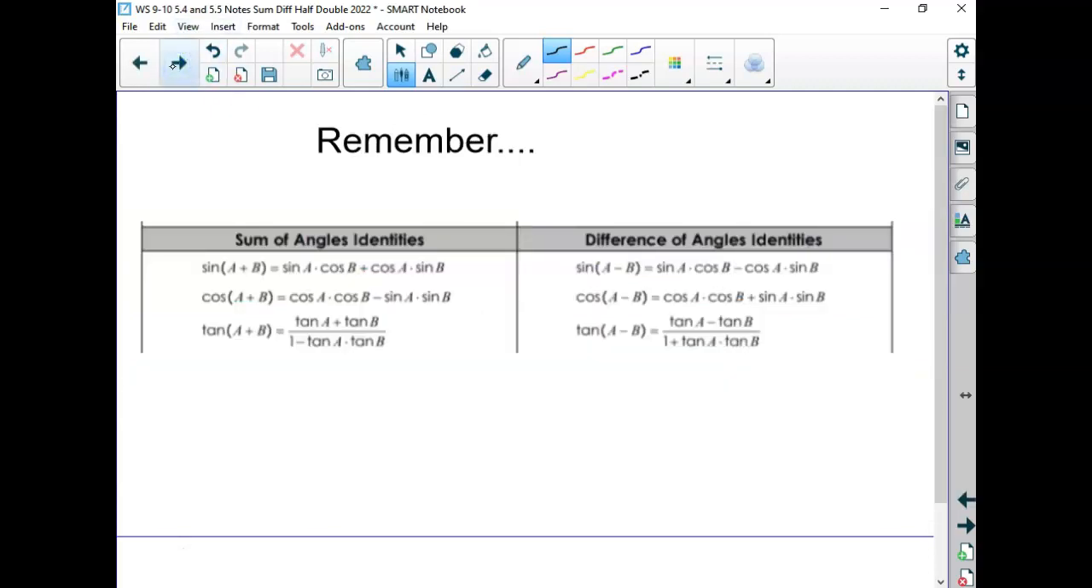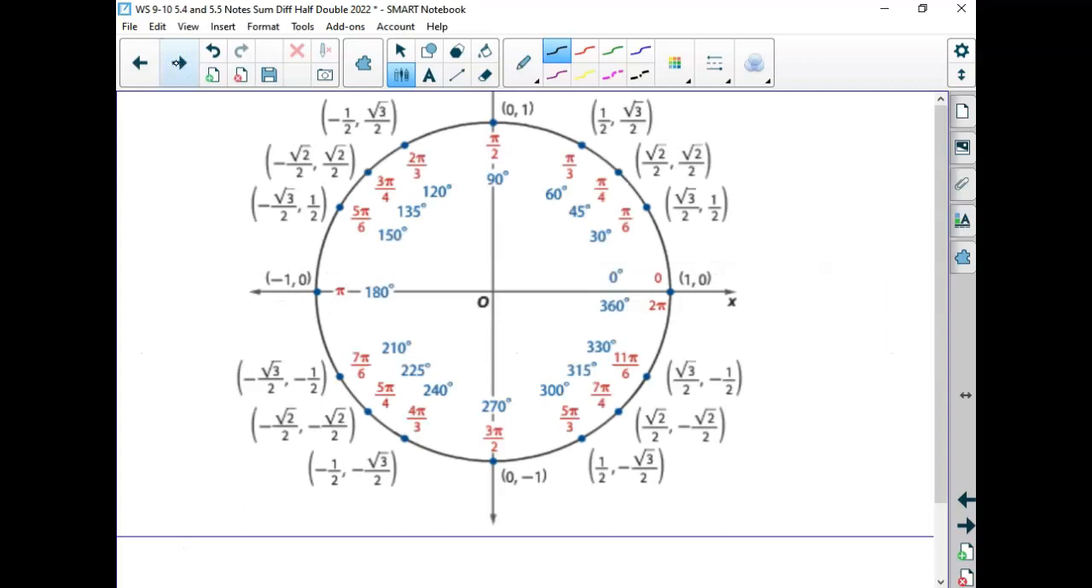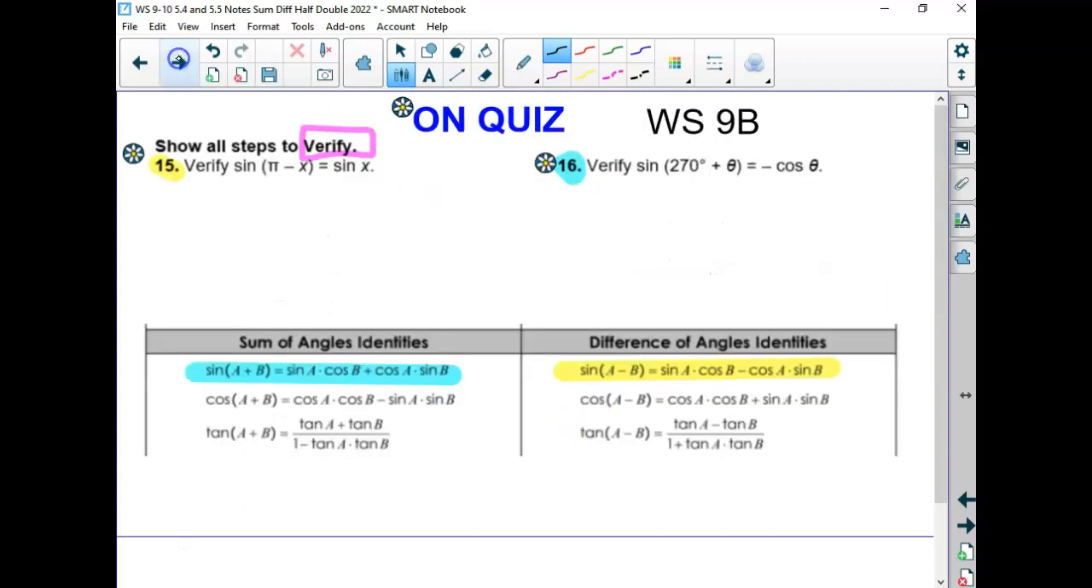All right, so remember, this is where we looked last week. It was the sum of angles and the difference of angles in the middle of your reference sheet. And we used a unit circle to replace some values. So those are the two things we're going to use to do the top of 9B. Everybody with me at the top of 9B?